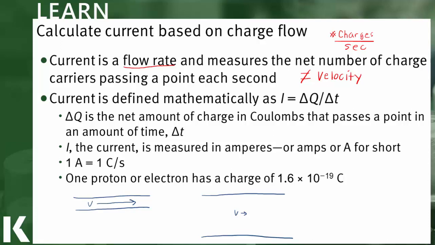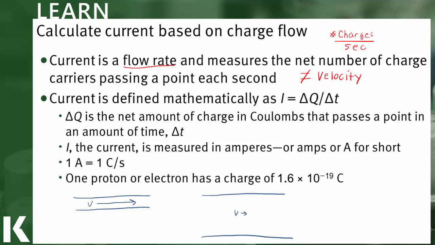So that's why it's defined mathematically as delta Q over delta T, where delta Q is the amount of charge that flows past, and delta T is the amount of time that it takes for that charge to flow past. We measure current in amps or amperes. 1 amp is 1 coulomb of charge going by every second.